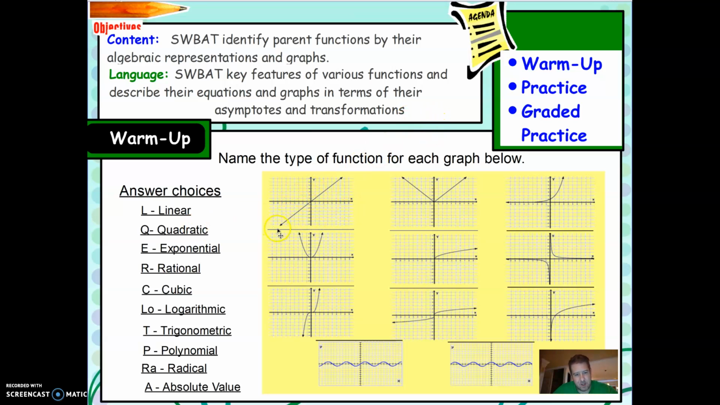This is a linear function. Linear functions are functions that are straight. This is an absolute value function. Absolute values look sort of like V's in this case, so it looks like two linear lines connected. And this is an exponential function. It has a horizontal asymptote. That's the reason why I know that it's exponential.